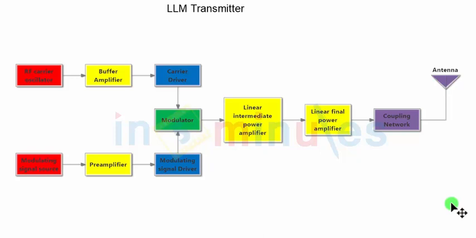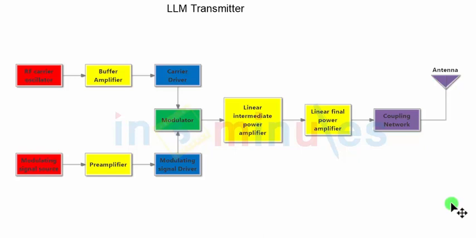In this video clip, we will discuss the low level modulation, which is LLM transmitter. As we have discussed before, in LLM transmitter, the modulation will take place at low power levels. In other words, the modulating signal and the carrier signal will not be power amplified before the process of modulation, and hence the output of the modulator, which is double sideband full carrier, will consist of low power content.